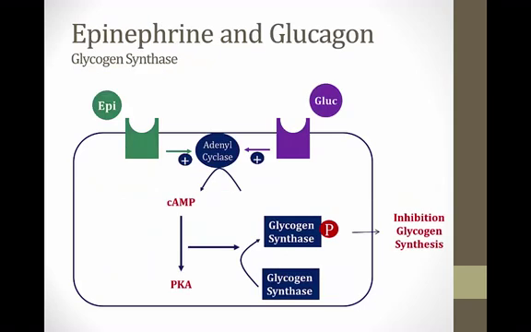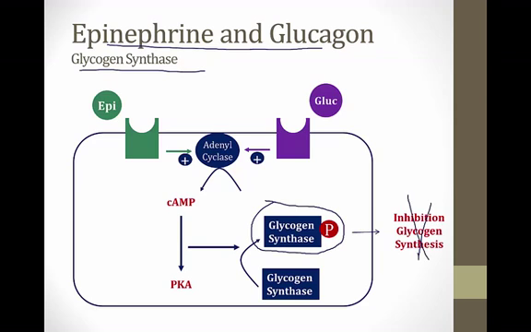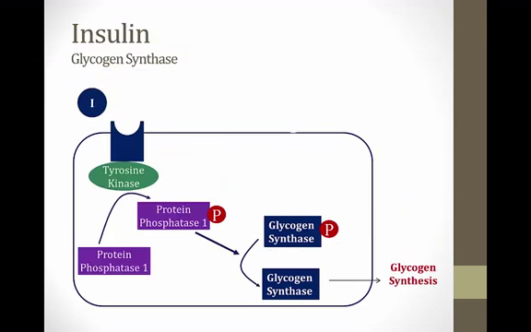Here's a depiction of the effects of epinephrine and glucagon on glycogen synthase. This is the exact same process that occurred for glycogen phosphorylase. The difference here is that the phosphorylated enzyme cannot do its job, and therefore you get inhibition of glycogen synthesis in this case.